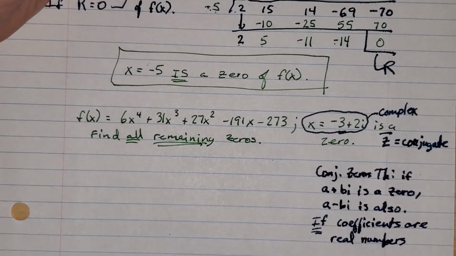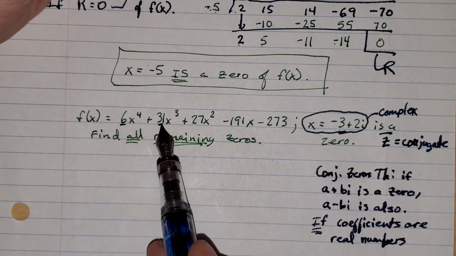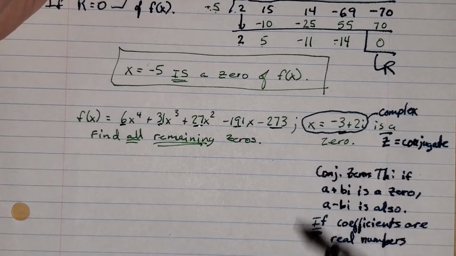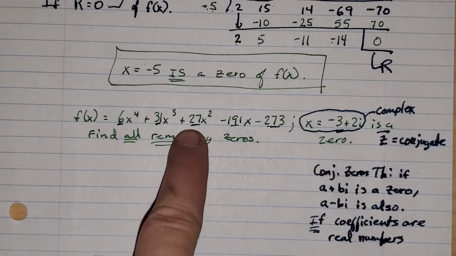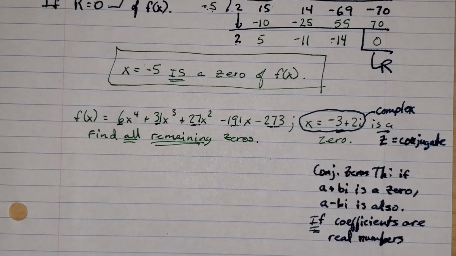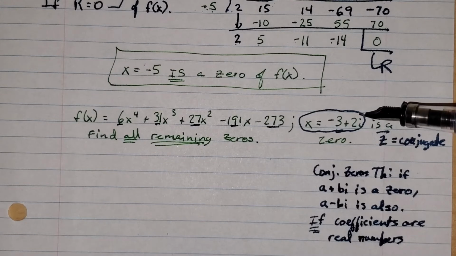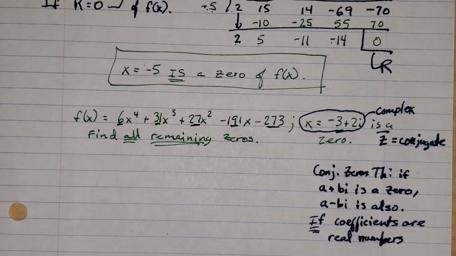Okay, if the coefficients are real numbers. So if I go back to my original equation, all of my coefficients have to be real numbers for this theorem to work. So if you were reading through here and there was a 27i, you can't apply this theorem. But as long as these are all real numbers, this theorem can be applied. So what we're saying is if this is a 0, then negative 3 minus 2i, which is the conjugate, is also a 0. So let me show you that.